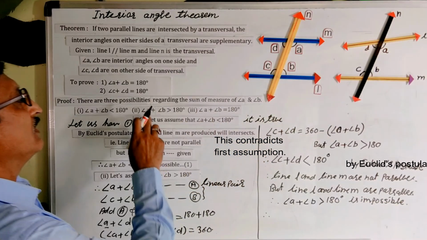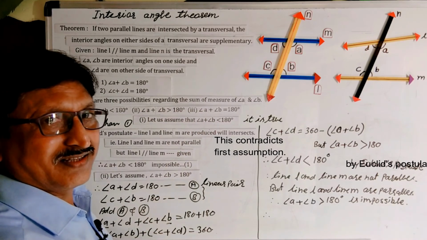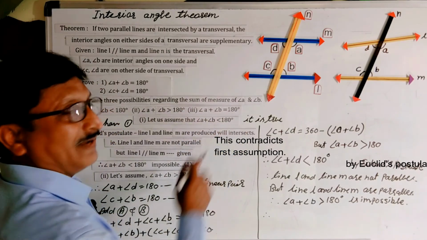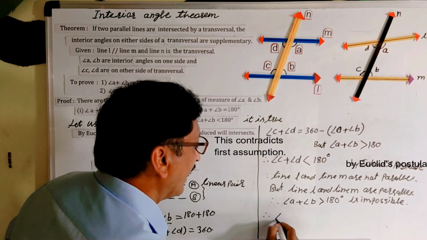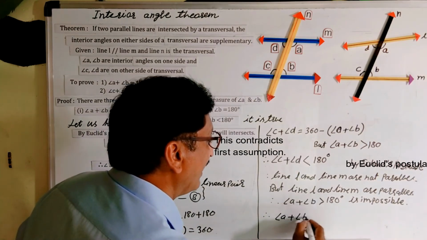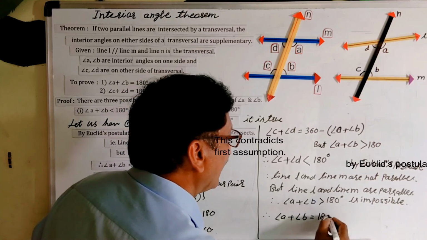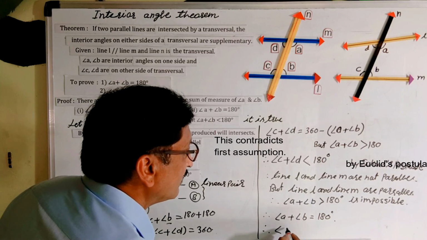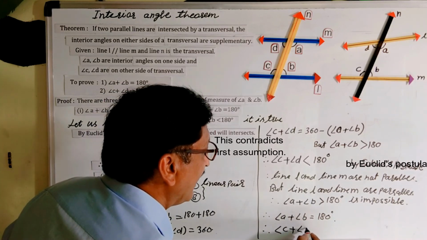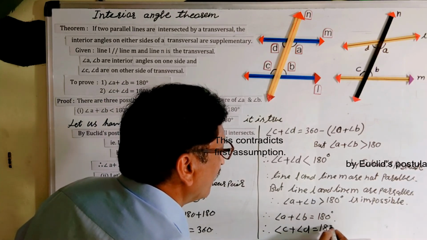And therefore there is the third condition. Which is the third condition? That is A plus B equals 180 degrees, so you can write angle A plus angle B equals 180 degrees. Similarly, you can write angle C plus angle D equals 180 degrees.